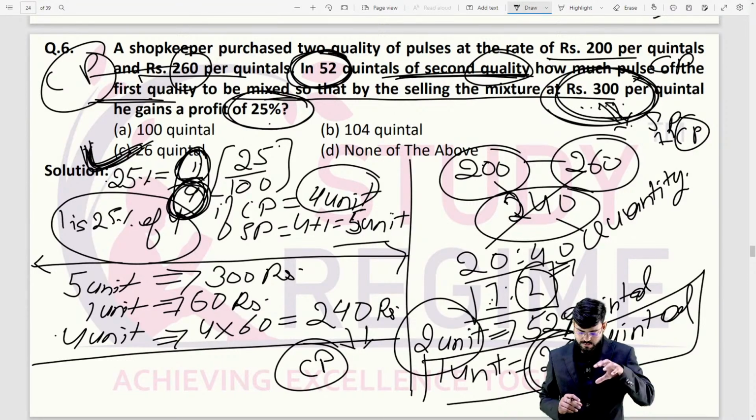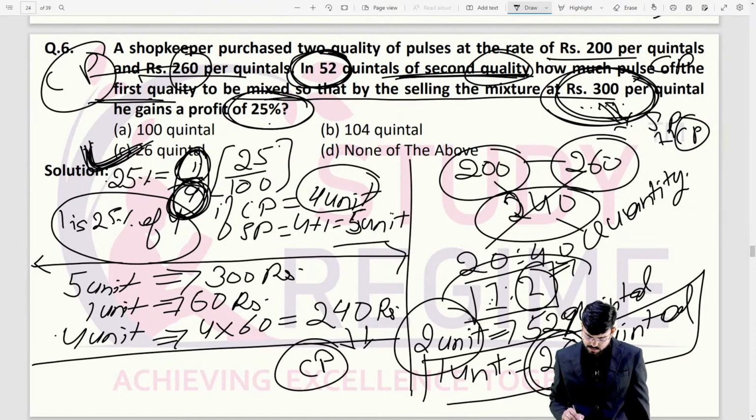So we have converted this selling price into cost price, and we have mixed the quantities, and we have just compared it with what? The quantity given in the question. 2 units were given as 52, so 1 unit will become how much? As 26 quintals. Okay. Clear this question? Okay, let's move further.